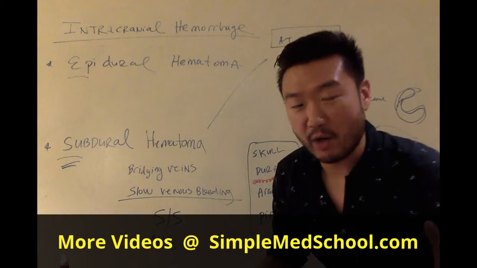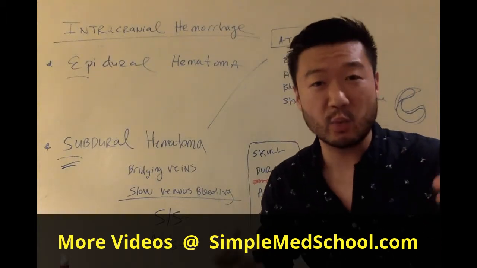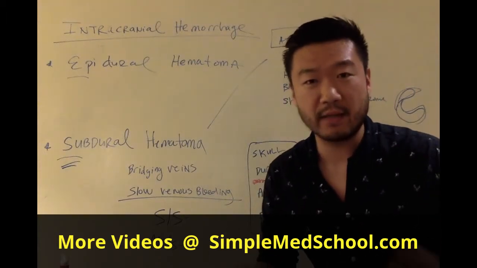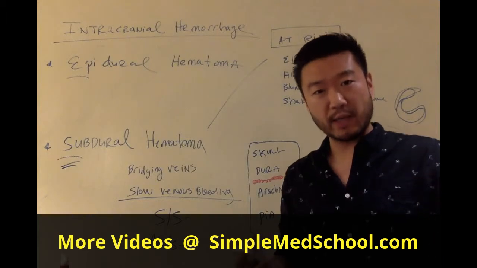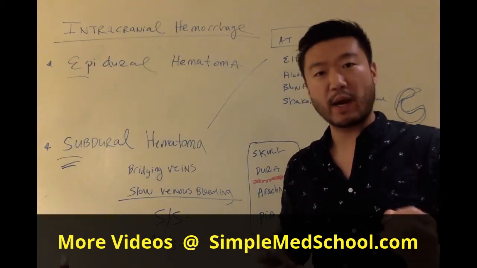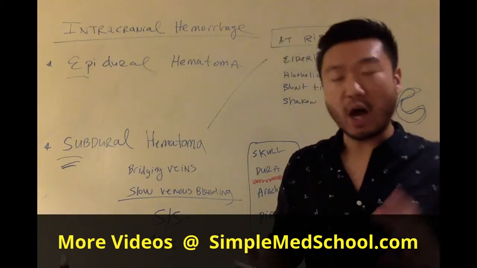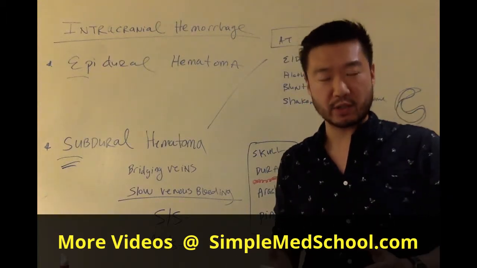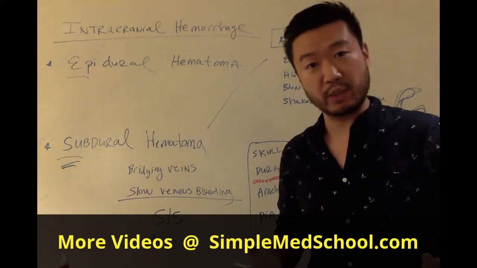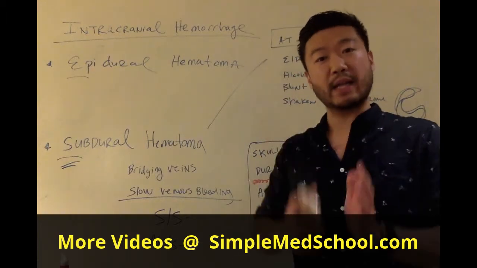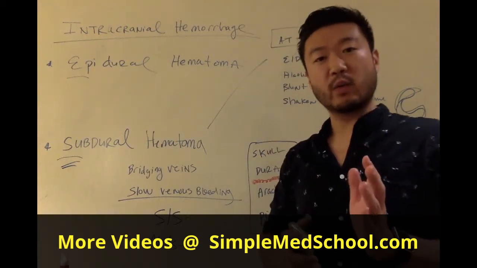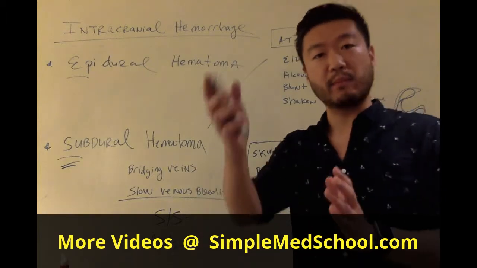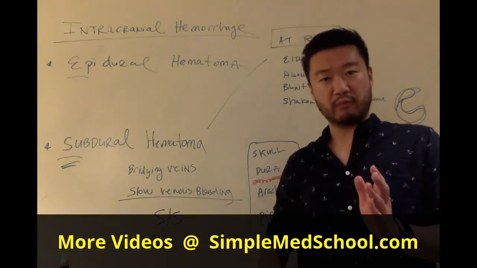One of the things I want to mention is about CT scans. So when we order a CT scan, new fresh blood is going to show up white, whereas older clotted blood is going to show up as a gray-black material. So one of the things that you're going to see on CT, if it's an acute bleed, is going to be a white layer. Whereas with the chronic, it's going to be more gray layer of blood.